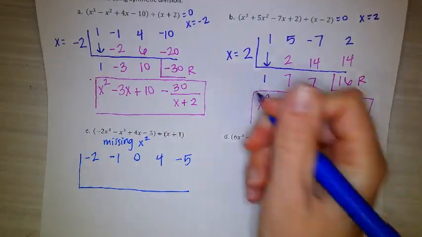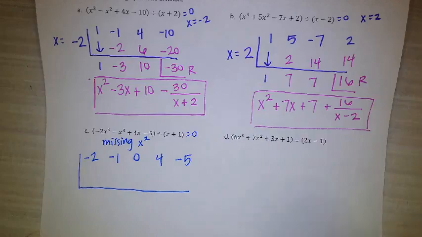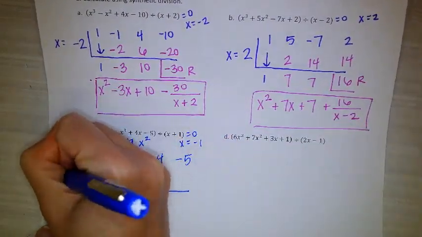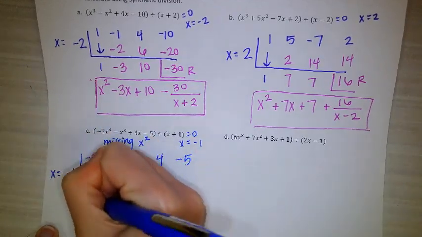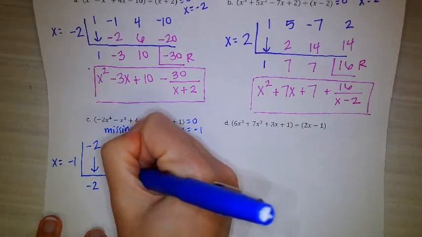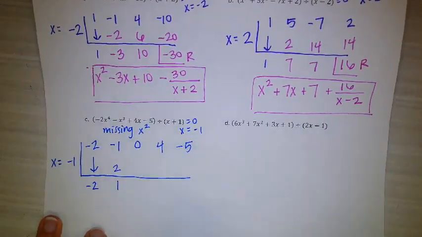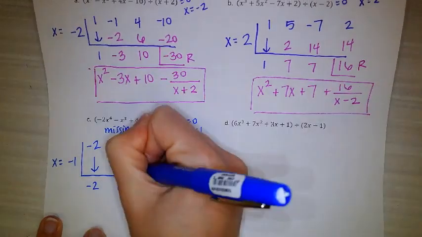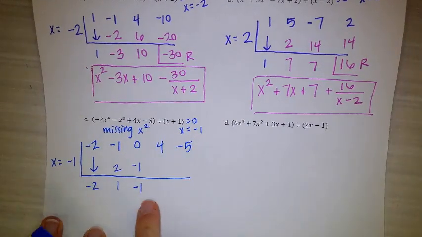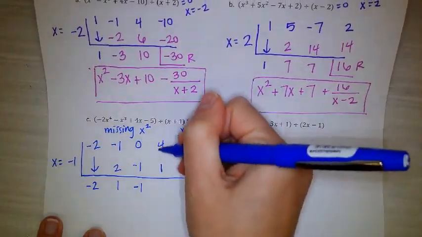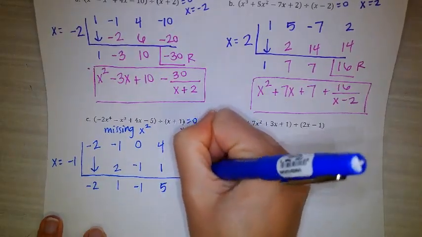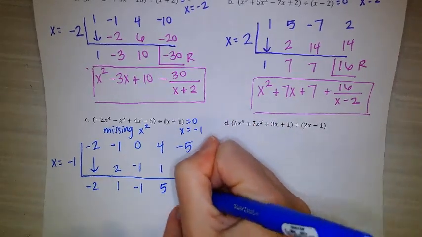I'm going to set this equal to 0. So the x value I'm using is -1. Bring down your -2, and here we go. -1 times -2 is 2. Add straight down to get 1. -1 times 1 is -1. Add straight down to get -1. -1 times -1 is +1. Add straight down. -1 times 5 is -5. So this does have a remainder of -10.